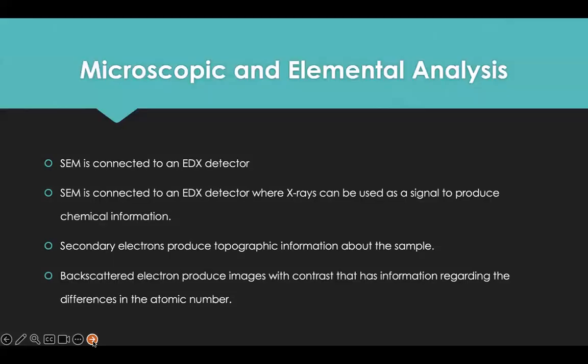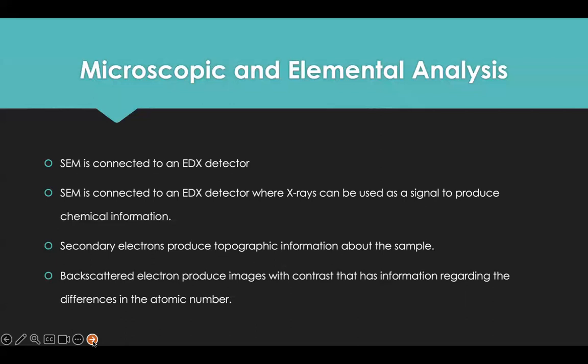So, how does this instrument give us microscopic and elemental analysis? First, let's discuss them separately. The scanning electron microscope is best used to observe the surface morphology of a material, showing details, whereas the energy dispersive X-ray spectroscopy, which is the EDX, analyzes the elemental composition of the material. SEM is connected to an EDX detector where X-rays can be used as a signal to produce chemical information.